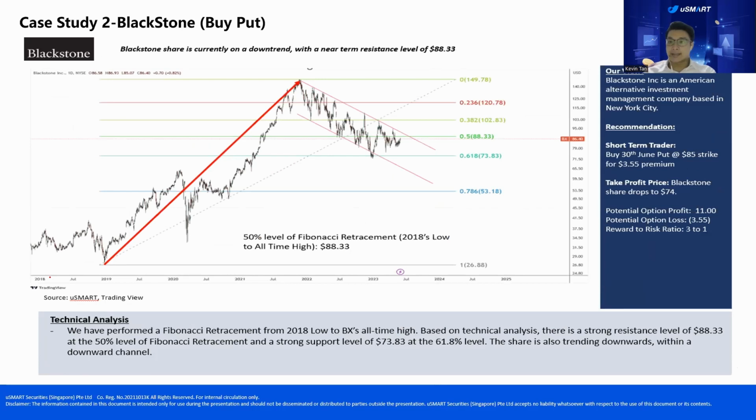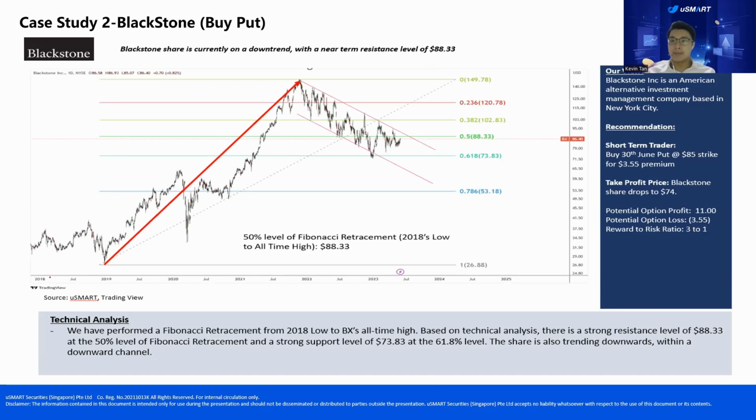Now, this is a second example where we saw how you can make use of a put option to profit. This case is Blackstone, an asset management company. It did very well from 2019 all the way to 2022.